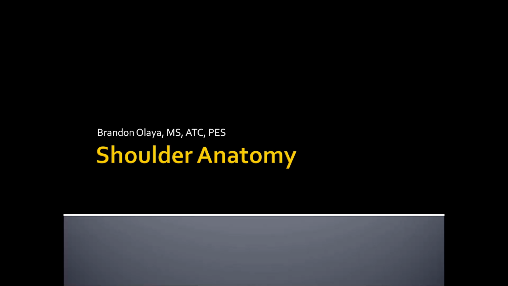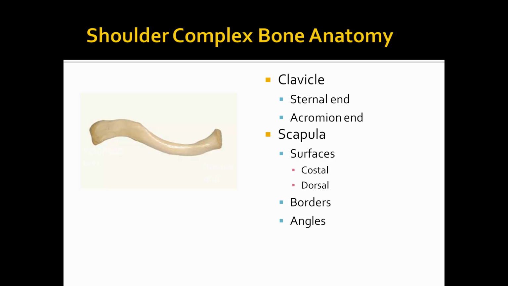Alright, so we're going to start talking about the shoulder today. As with most things, we'll start with just bones. So your shoulder is comprised of three primary bones: your clavicle, your scapula, and your humerus.